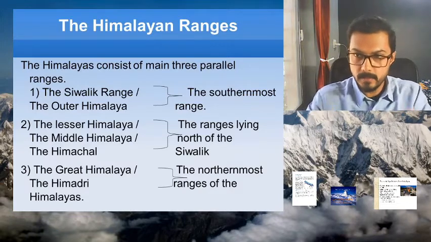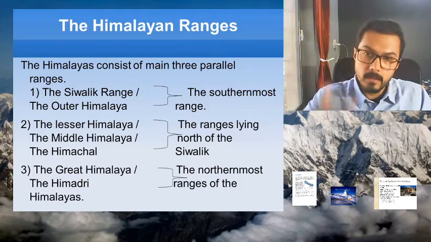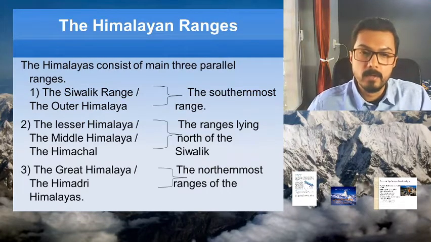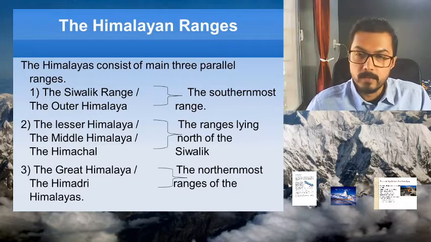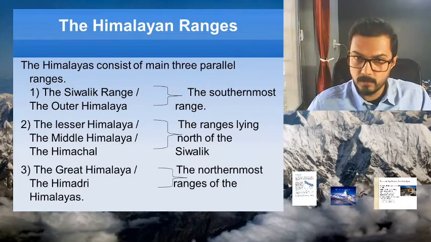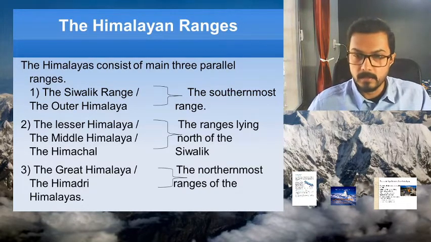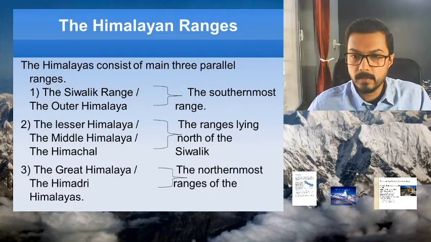Okay, this lies in the center part. And then the third or the northernmost part of the Himalayan ranges is called the Himadri. So these are the three main divisions of the Himalayas. The Shivalik, that is the southernmost, the middle or the lesser Himalayas, also known as the Himachal, and then we have the northernmost ranges, that is the Himadri. These are the three parts of the Himalayas.